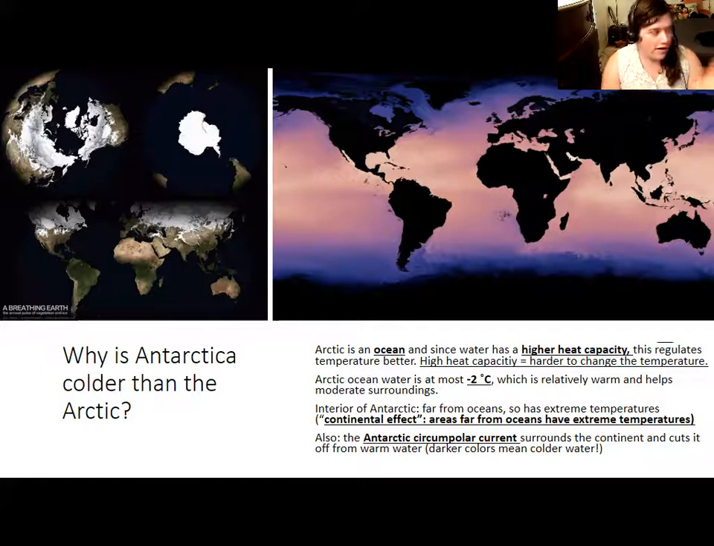The Arctic Ocean water is not going to drop below 2 degrees Celsius. The salt water isn't going to get much colder than that without freezing. And the whole Arctic Ocean isn't going to freeze. So that massive water nearby is relatively warm, and it helps moderate the surroundings. The interior of Antarctica is really far from the ocean, and that's why the most miserably cold parts of Antarctica are extremely far from the ocean.